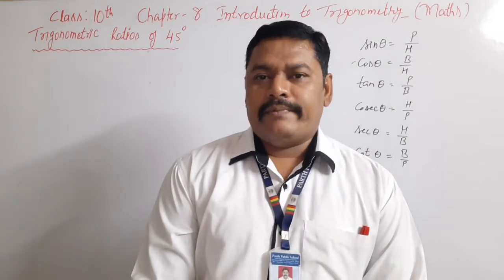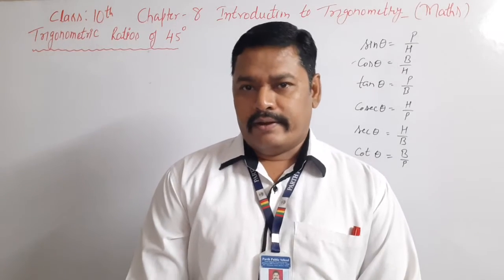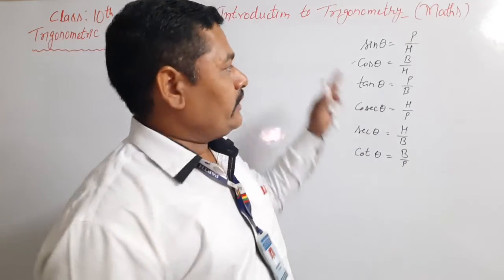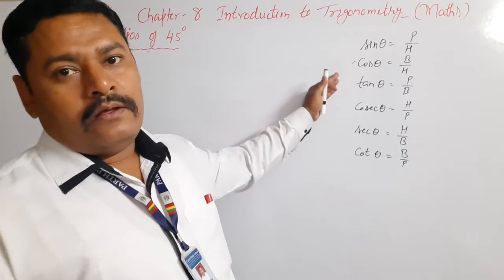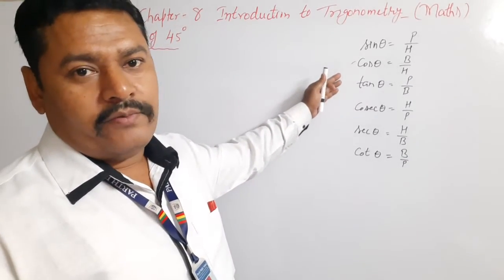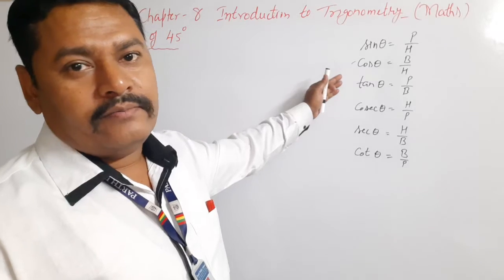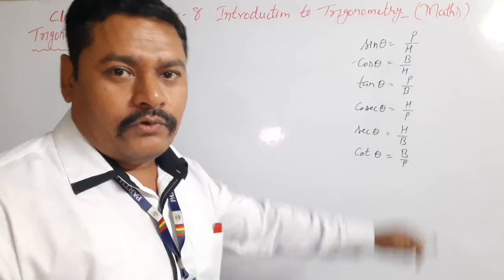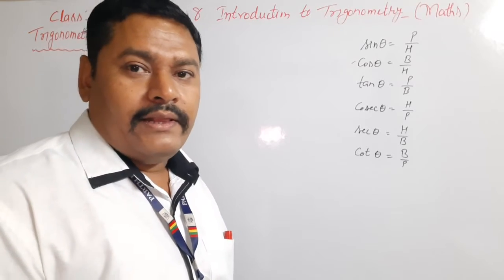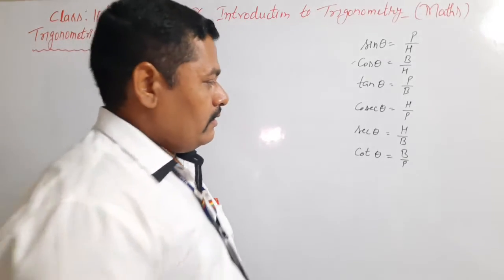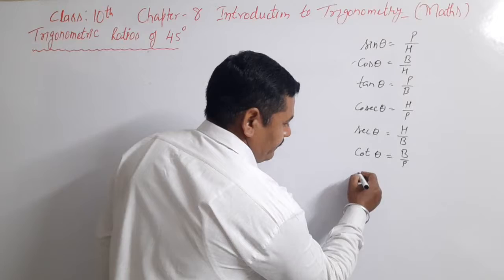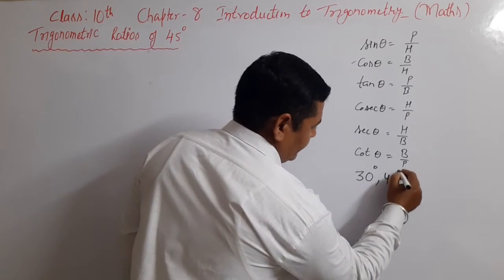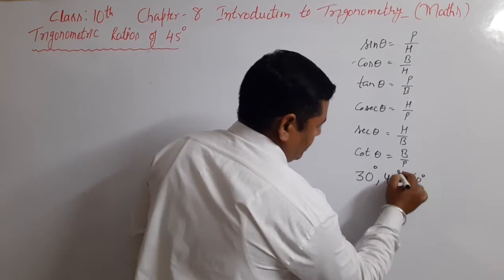We are doing chapter number 8, Introduction to Trigonometry. Till now we have learned 6 trigonometric ratios, how to find these trigonometric ratios in terms of sides of a right triangle. Now today we will find trigonometric ratios of some specific angles like 30 degree, 45 degree and 60 degree.